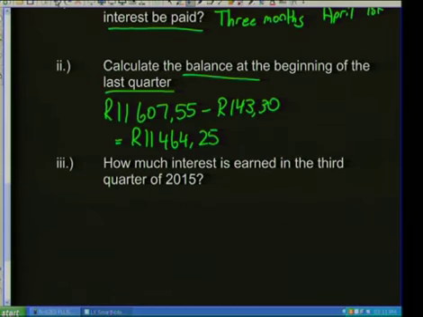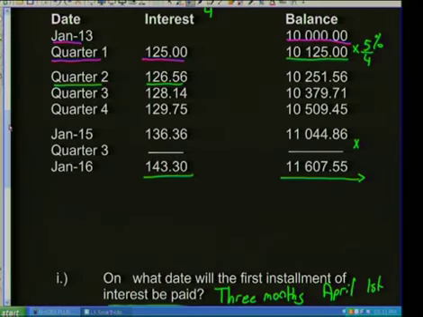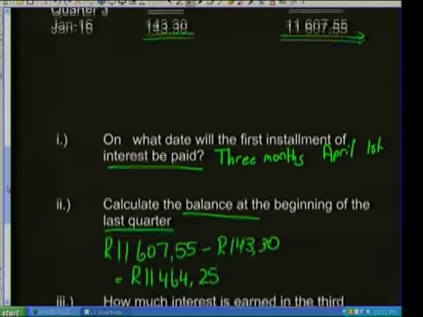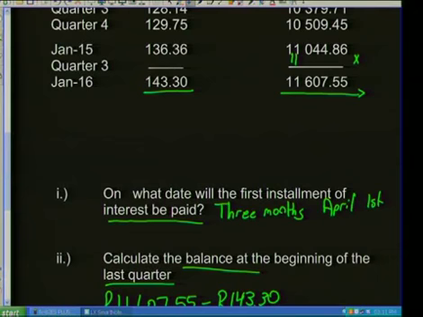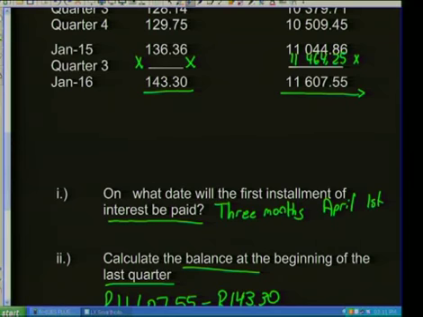How much interest is earned in the third quarter of 2015? So now let's go back to our table, and what do we know? We know we've just calculated our last quarter, and that was 11,464.25. So let's add that in, 11,464.25. Okay, we're looking for this amount here, how much interest was earned. So the best way to do it actually is probably to go back to what we know. So let's go to January 15, and we had our total there. And maybe we can work through the 2 quarters and then finally the last quarter and see what that interest is. So I think it's easier than working backwards.